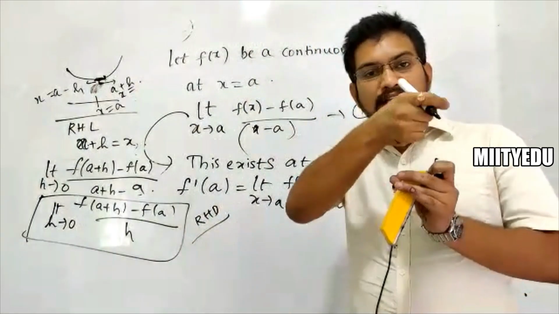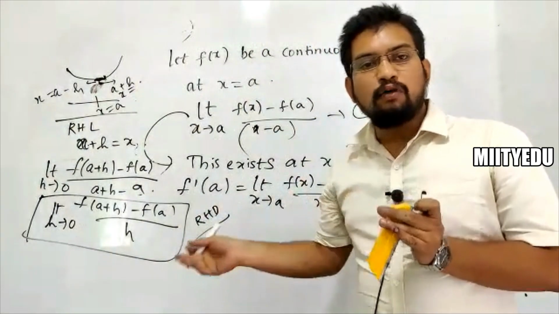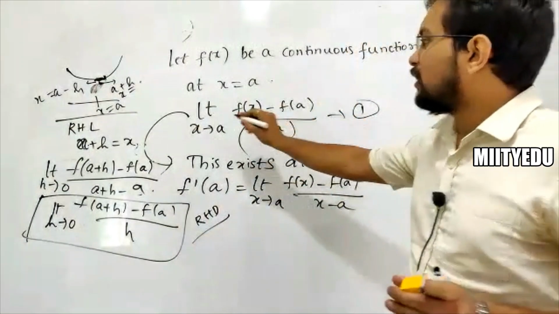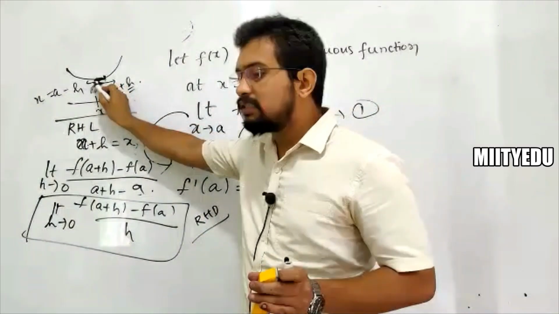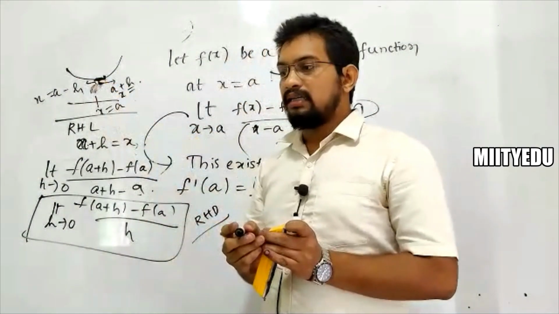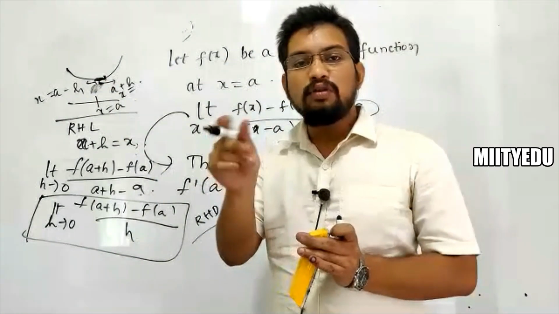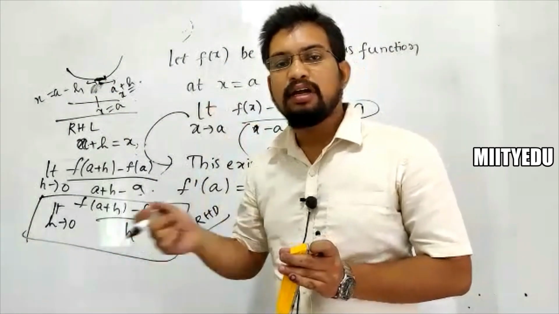Just after this, I'm moving just after this. This is what you term as a right-handed derivative. Now, in the same manner, in the same context, if I move just on the left-hand side of this part, what do you get there?